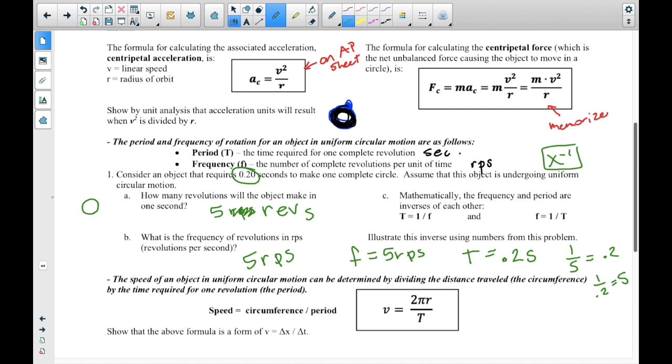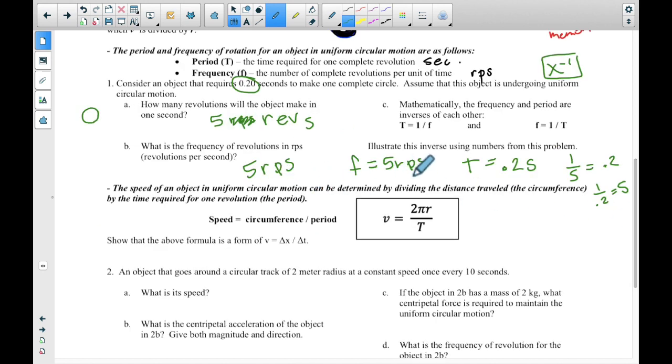It equals 5. Notice also that our units are inverses of each other. So like revolutions per second, but this one is seconds per revolution. So those are flipped as well.